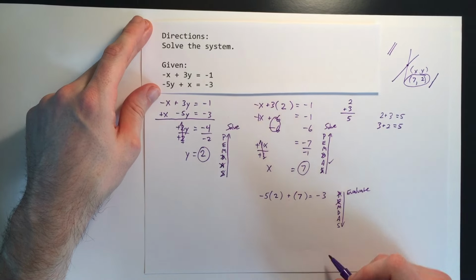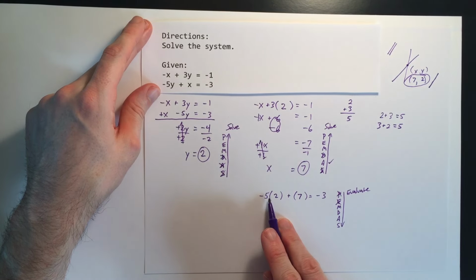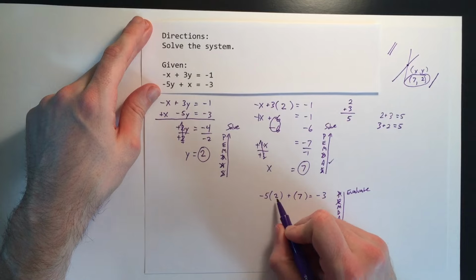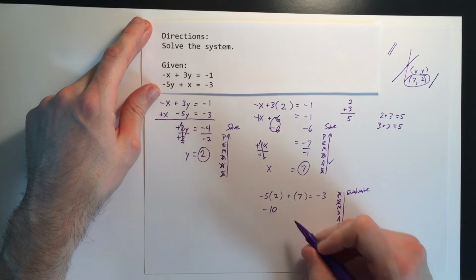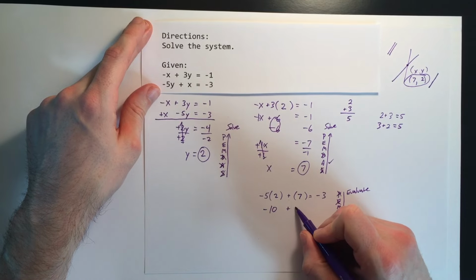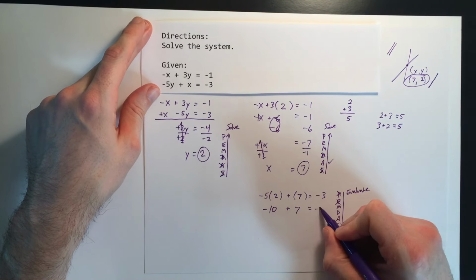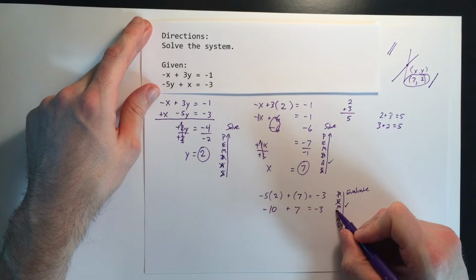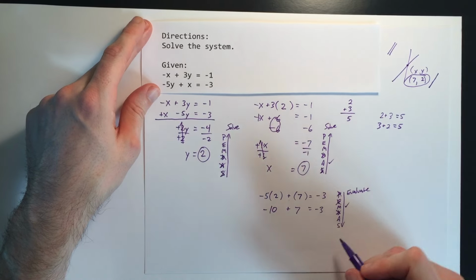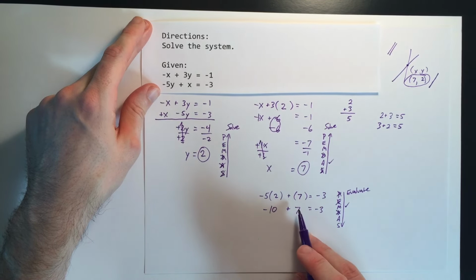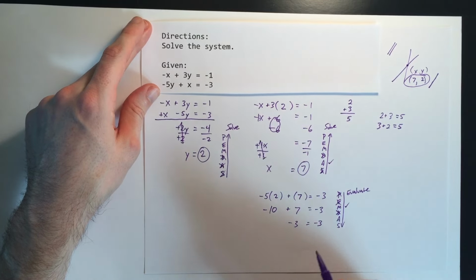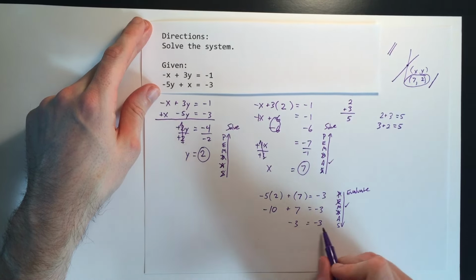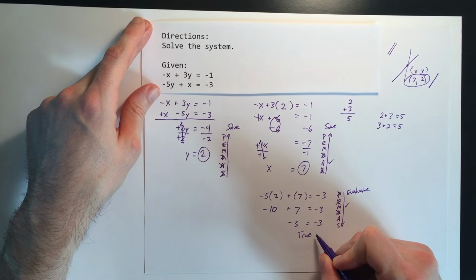There's no exponents. Multiplication, -5 times +2, negative times a positive makes a negative, and 5 times 2 makes 10. And 7. Okay, there's no division. There is addition, and so we're just going to combine -10 and +7, and that makes -3. And when you get a result that is true, that means that your answer was correct.